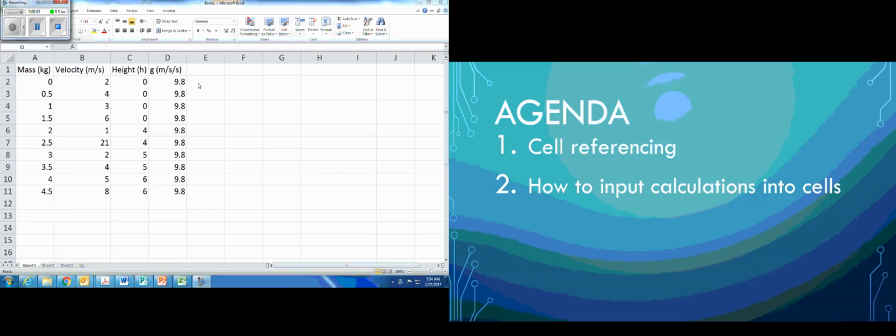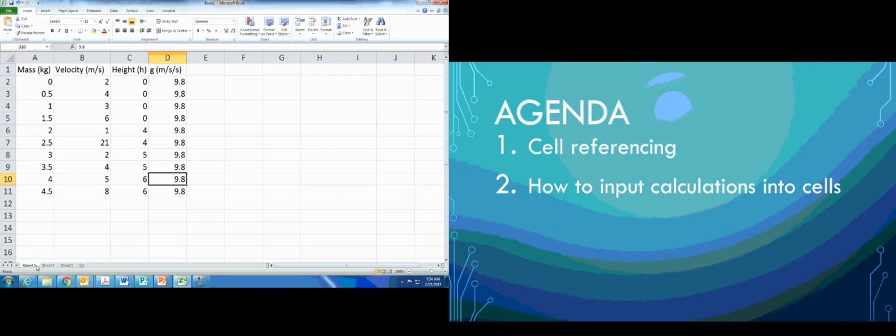Hey guys, today we're going to talk about cell referencing, and we're also going to put some calculations into the cells. When we say cell referencing, what we're talking about is using some sort of formula to reference any of these cells. You'll notice that when I highlight it, it's B2, and that's actually what we would put to reference it. If we want to reference this column, we would just put D10, etc., etc.